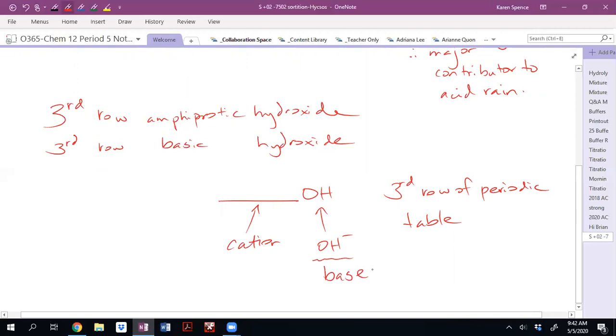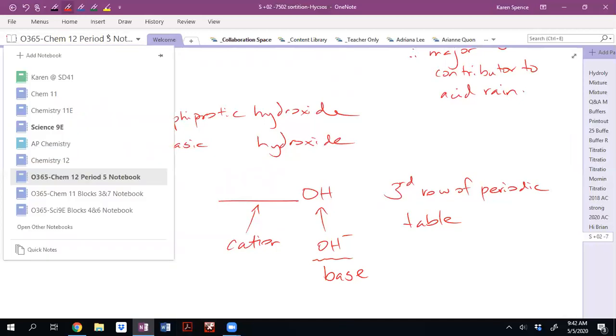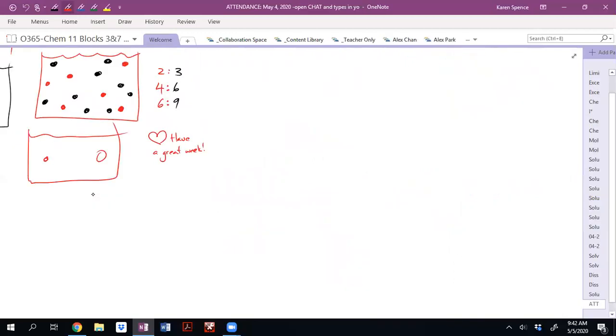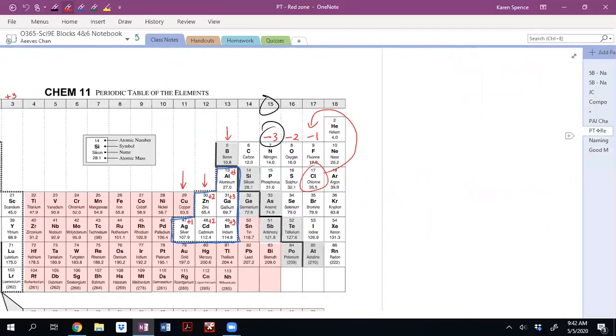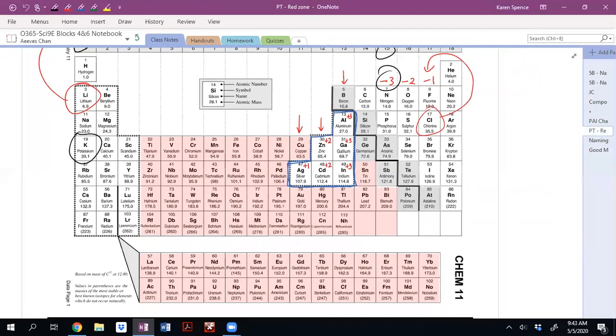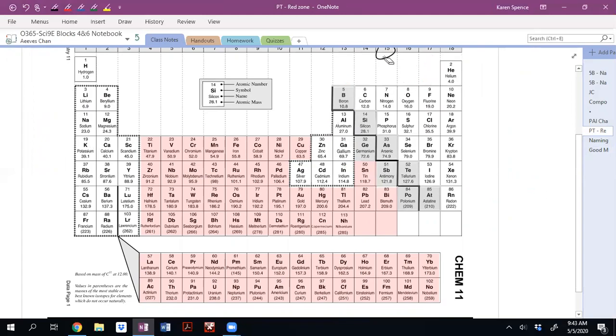Now I'm just going to pull up a periodic table. I want to go to grade 9 because I put in theirs a periodic table. There we go. Now, third row. So this is row number 1, has hydrogen in it. Row number 2, lithium, beryllium, etc. And then row number 3.